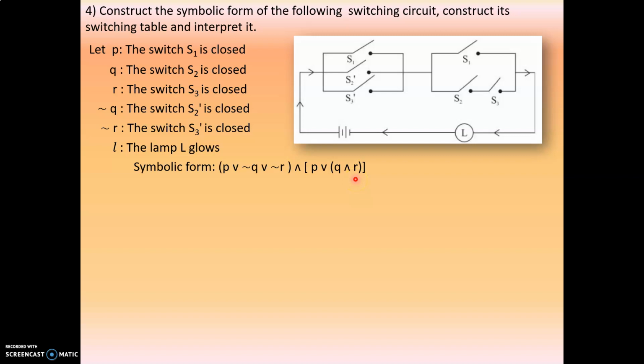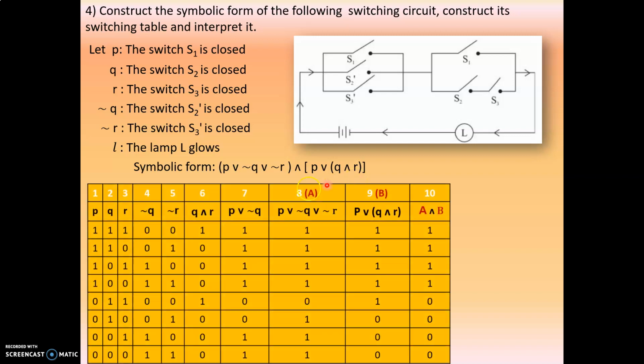Now we have to draw the switching circuit. Switching circuit, you all know now. So three switches are here, P, Q, R. So 2 raised to 3, that is 8 rows you have to make. Here instead of putting true you will use 1, and instead of putting false, F, you will put 0. That's it. The remaining you will complete.